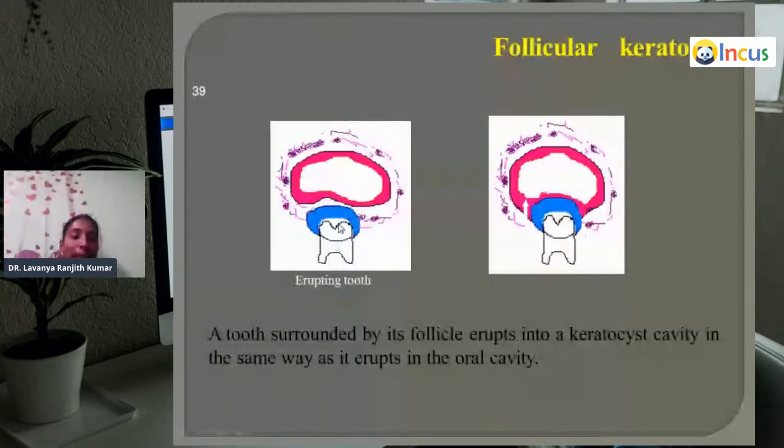So when the tooth erupts, the crown of the erupting tooth will open into the keratocyst.